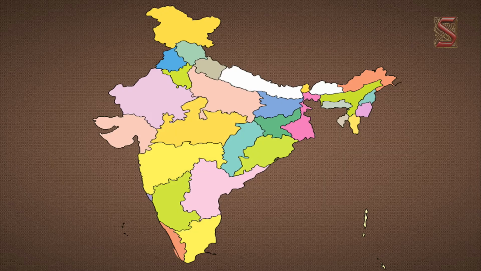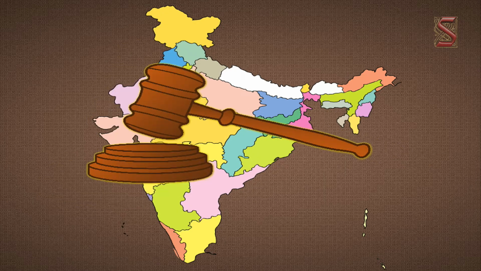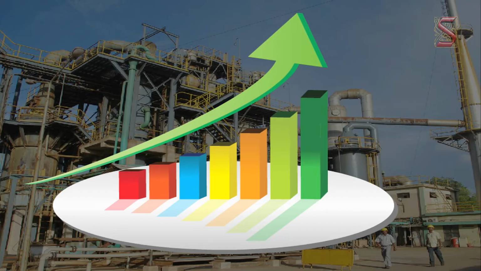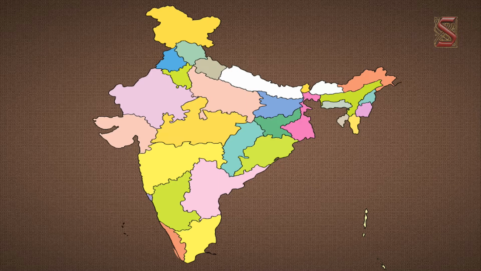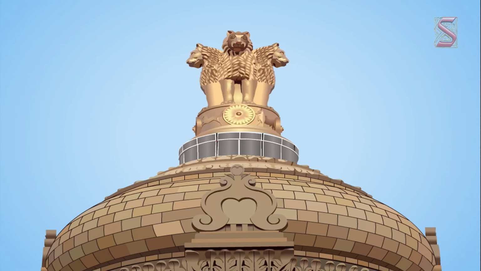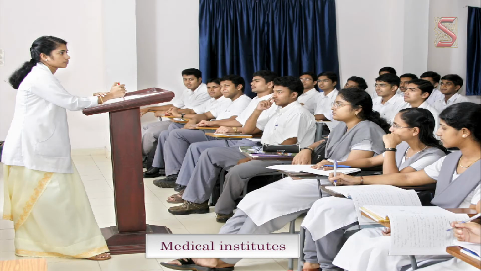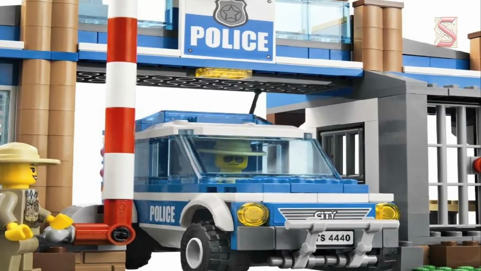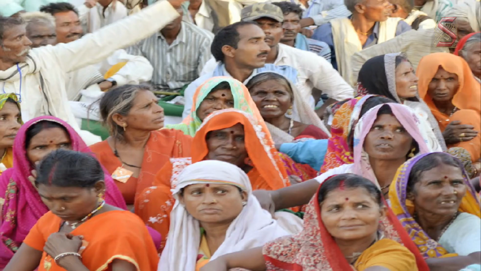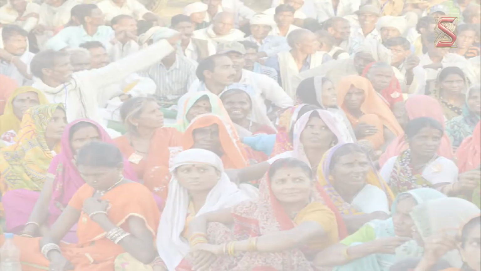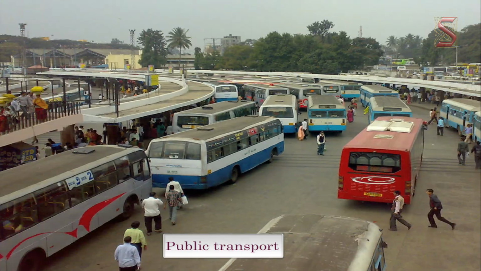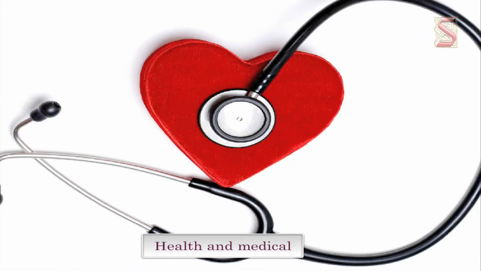Children, do you know in most modern societies, the government has a number of roles to perform. It has to defend our country, maintain law and order, promote industrial growth and improve the infrastructure of the country. It also has the responsibility to build educational institutes, medical institutes, post offices and many other public institutions. It has to provide public facilities like electricity, public transport, health and medical facilities as well.